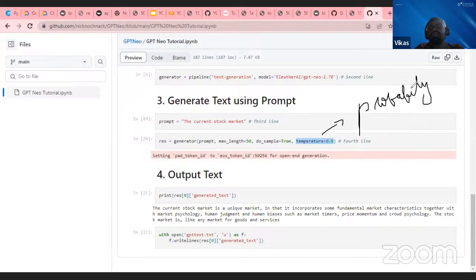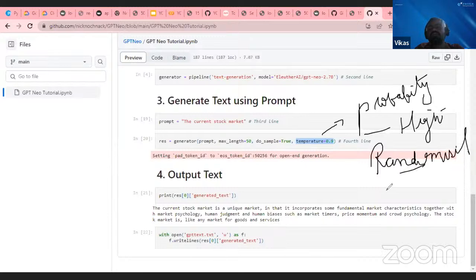Probability generation, the temperature: if the temperature is high, there will be more randomized generation. Randomized probability generation will be very high. Randomization will be high. And if the temperature is less, the randomization will be less. That is called the temperature parameter.